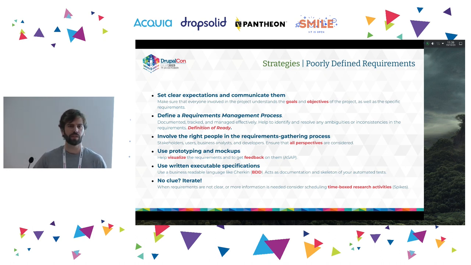We need to involve the right people in those kinds of meetings. We use, for example, the backlog refinement meeting, and it's key that the people that are needed are there. So it's better if you send them an agenda, so you make sure that all the people that need to be there are there. We can be helped by prototyping and mockups to help visualize and get feedback as soon as possible on the things we would like to achieve.